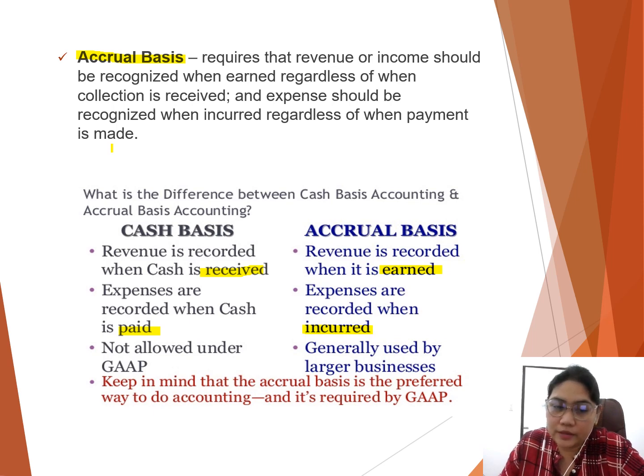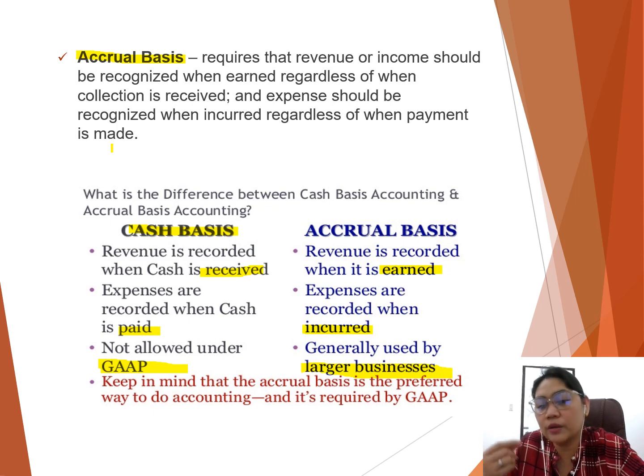Yan. Next. Accrual method. It is not allowed under GAAP. Ayan. Hindi siya gina-allow sa GAAP. Generally used by larger businesses. Tama yan. Kasi usually kapag small businesses, ang alam talaga nila ay cash basis. Pero pag larger businesses, mas formalized na yung accounting nila. Meron na silang proper accounting. Kaya ang ginagamit dyan ay accrual basis. So keep in mind that accrual basis is preferred way to do accounting.